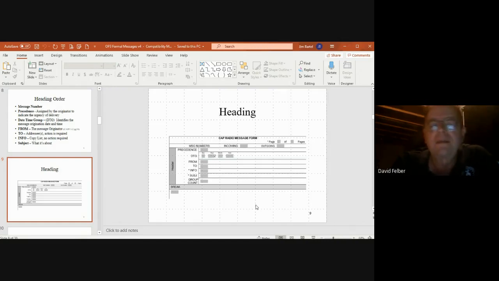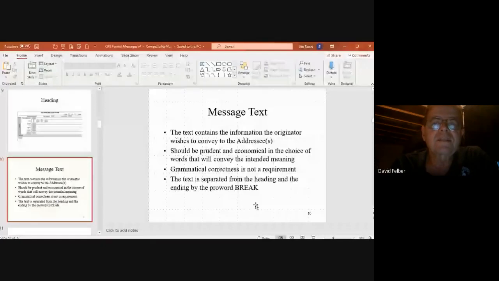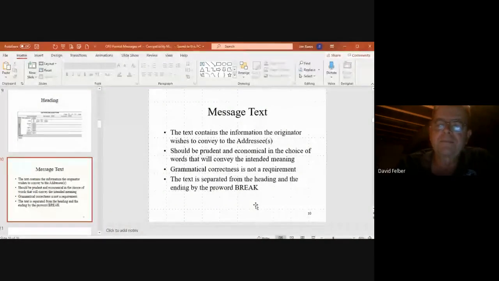With the break, I'll wait, and then I'll say text follows. So then we would transmit the text of the message. The text contains the information the originator wishes to convey to the addressees. Should be prudent and economical in choice of the words. In other words, keep it short and to the point. Grammatical correctness is not a requirement. The text is separated from the heading and the ending by the pro-word break. So at the end of the text, I again say the pro-word break.